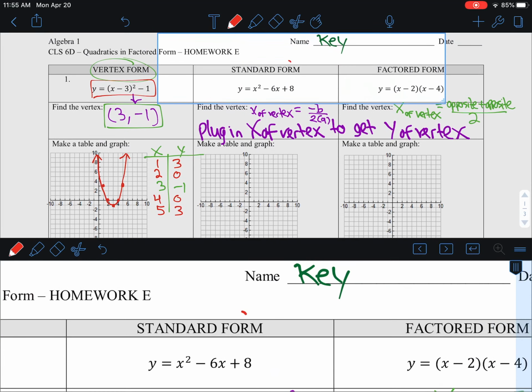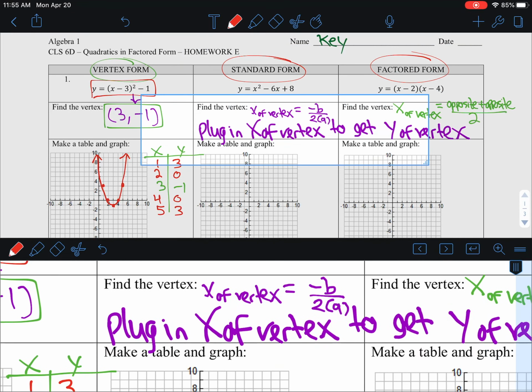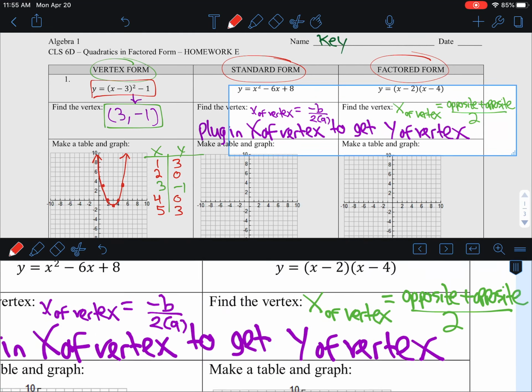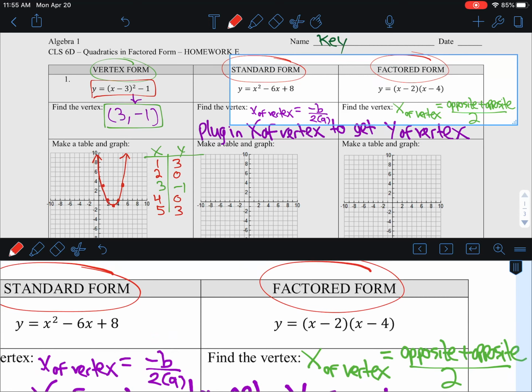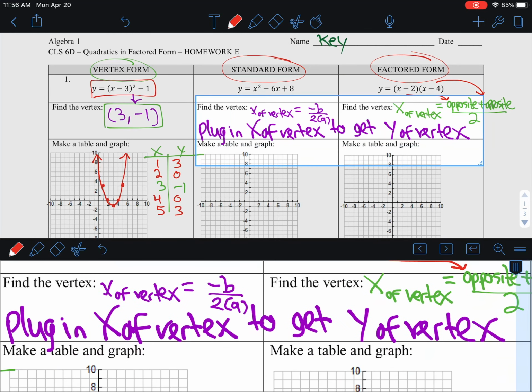You have to do the standard form one still. You have to do the factored form one still. Remember, the x of the vertex in standard form is the opposite of b over 2a. In order to find the x of the vertex in factored form, it's the opposite of the x-intercept and the opposite of the other x-intercept, in this case 2 and 4, so it'd be 2 plus 4 divided by 2. That would be the x of the vertex, and then in both cases, you plug in the x of the vertex to get the y of the vertex.